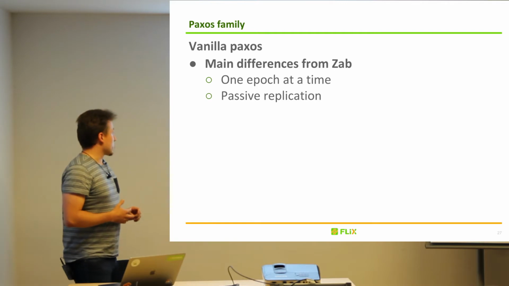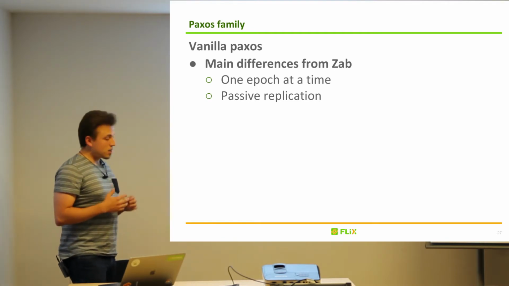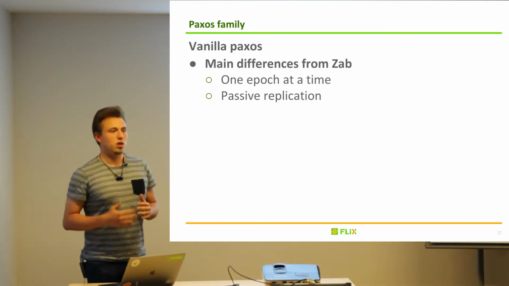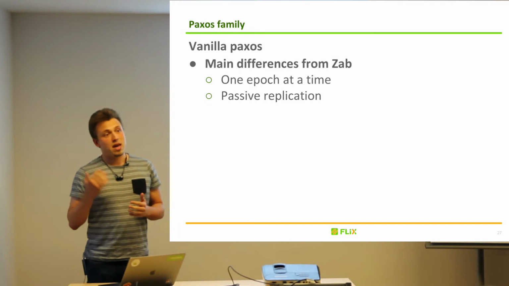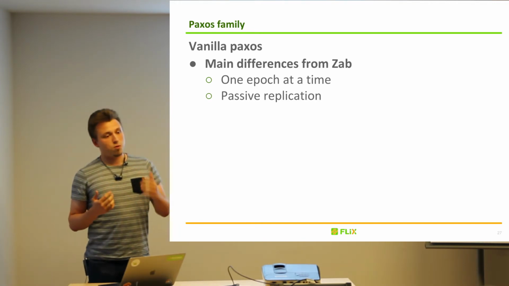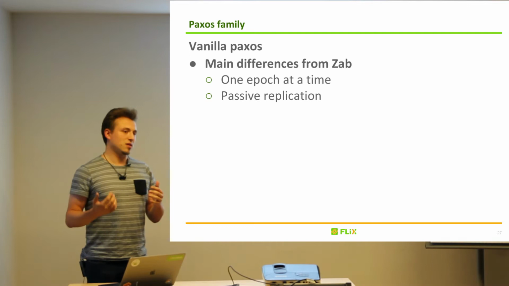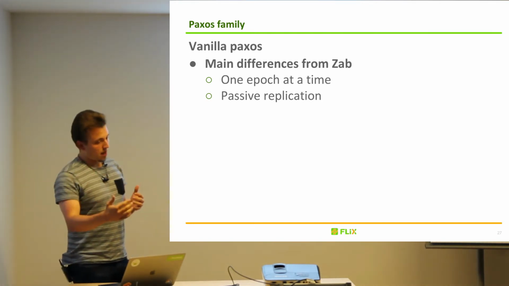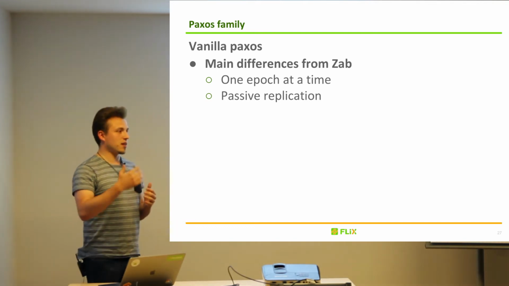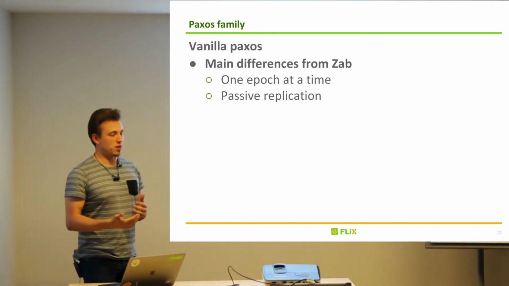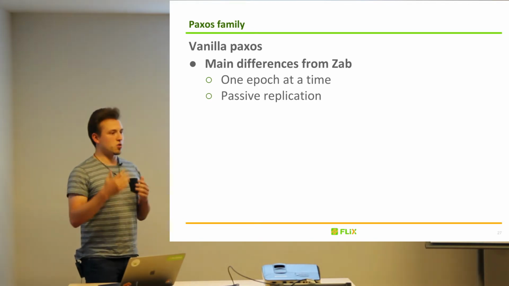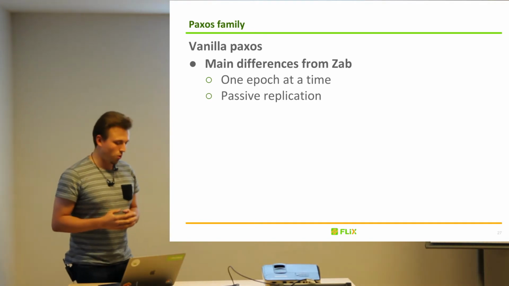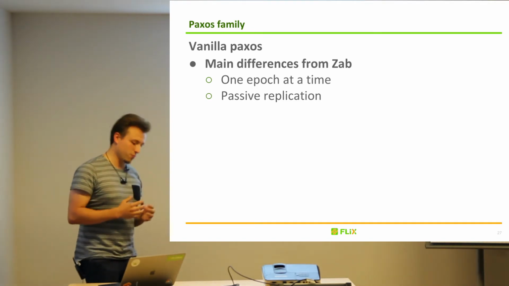Okay. Regarding the differences, first of all, vanilla Paxos is not about parallelism. It's about one decision at a time. And for example, if there is a follower that replies that he's at a further epoch than the leader that tries to announce himself, then the leader fails and a new epoch starts. So the failure rate for epochs is much higher for Paxos than for ZAB, for example.